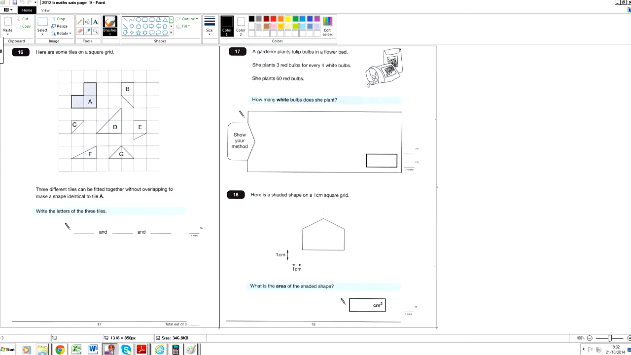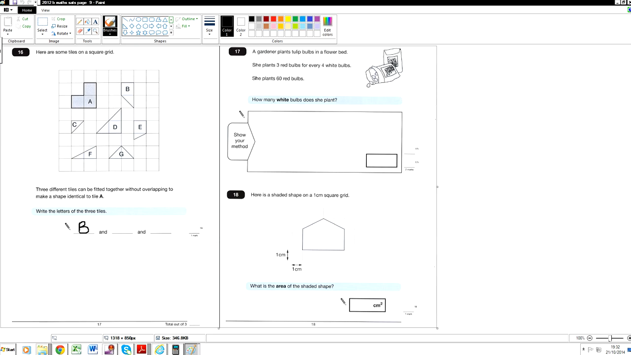Okay, here are some tiles on a square grid. Three different tiles can be fitted together without overlapping to make a shape identical to tile A. And those shapes are, what is it? B, C, G. B, C, and G. So I'll put a B and C, but I couldn't think of that. Okay, you need all 3 to get 1 mark.